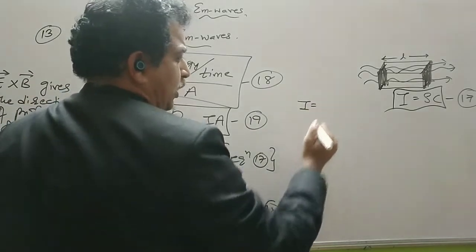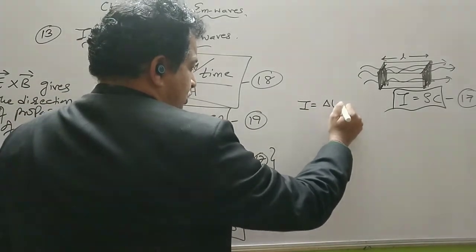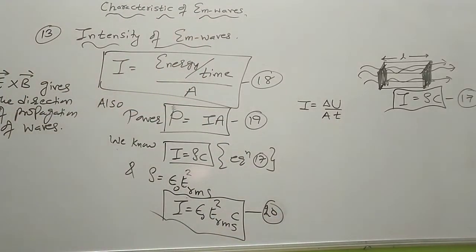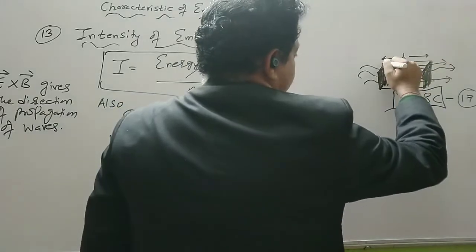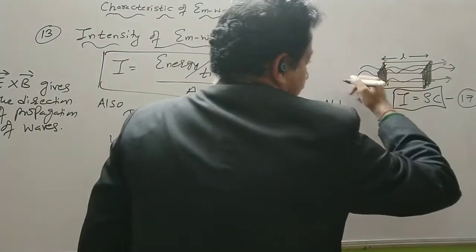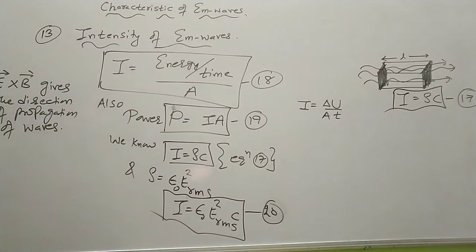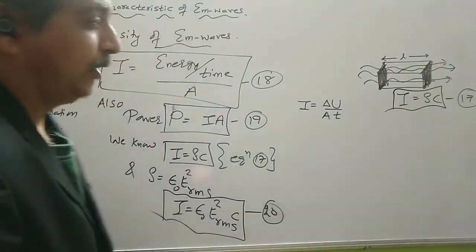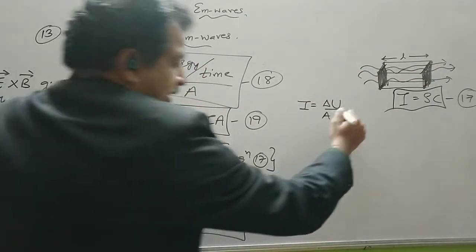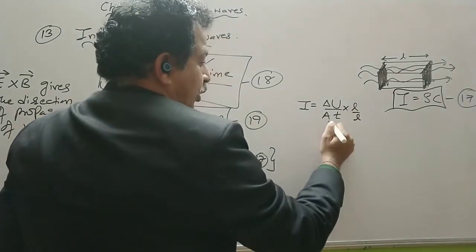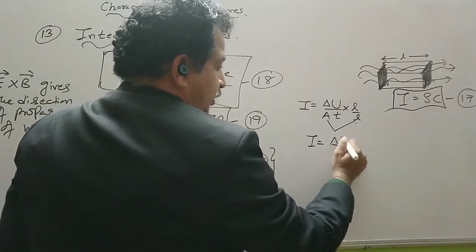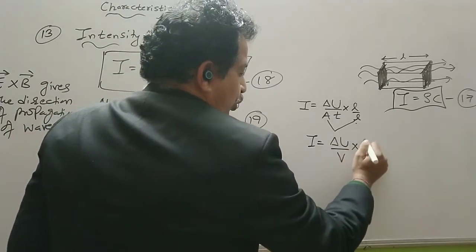So I is equal to energy upon area into time. Now if we take this as a length of the closed surface through which the wave is propagating, so this is a closed surface, closed body through which the electromagnetic wave is propagating with the speed of light. Then we multiply and divide this by L. Now area into length is written as volume. So we have delta U upon volume into length upon time.